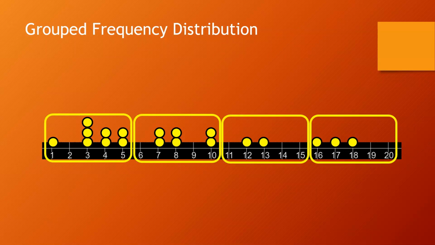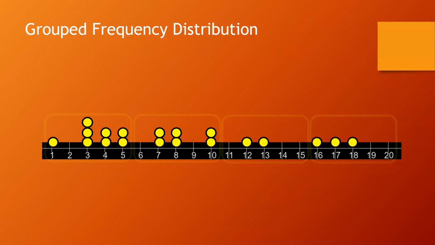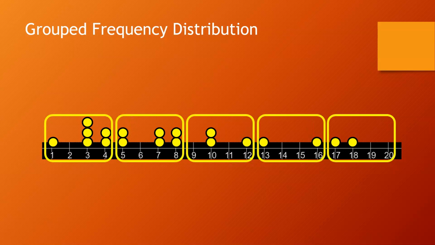In a grouped frequency distribution, we want to organize the data so that we have equal-sized baskets or equal-sized groups. It doesn't matter how many groups we choose, but we want to make sure that the size of the groups are the same. Just like the Easter baskets didn't have to contain the same number of eggs, in a grouped frequency distribution, each of the groups doesn't have to contain the same number of data values. They just have to be the same sized containers for the group.